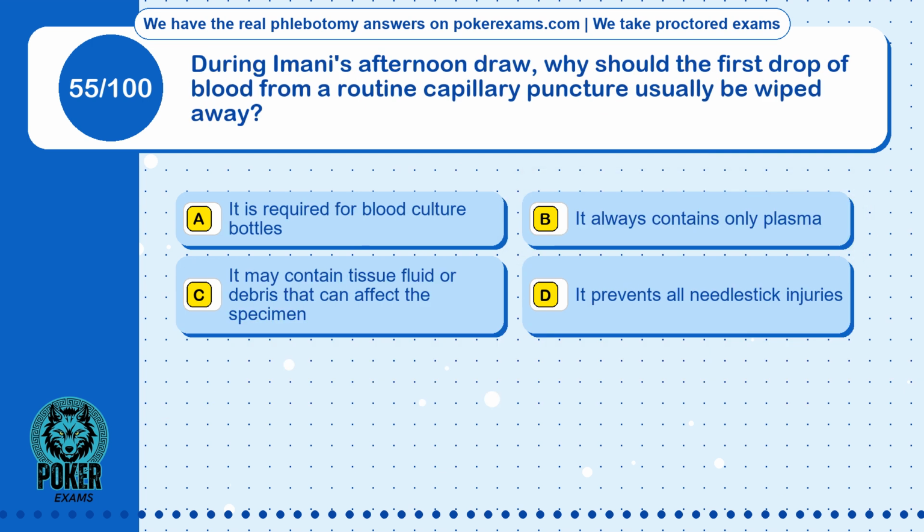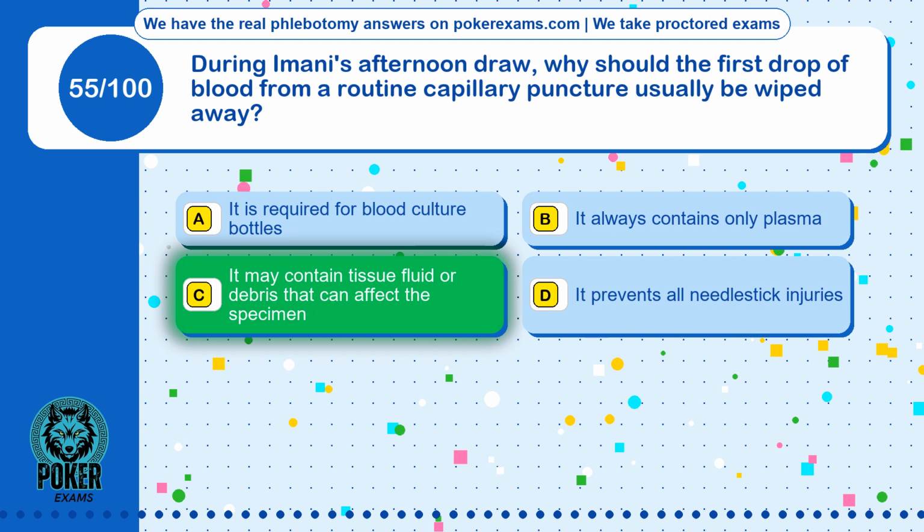Question 55. During Imani's afternoon draw, why should the first drop of blood from a routine capillary puncture usually be wiped away? Option A. It is required for blood culture bottles. Option B. It always contains only plasma. Option C. It may contain tissue fluid or debris that can affect the specimen. Option D. It prevents all needle stick injuries.